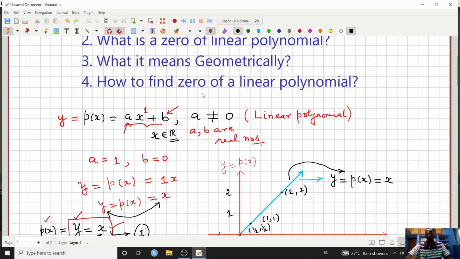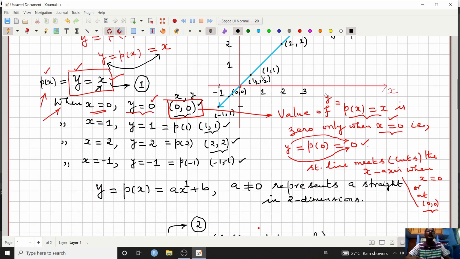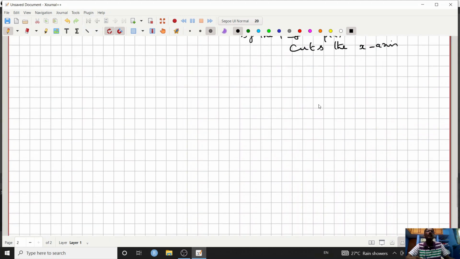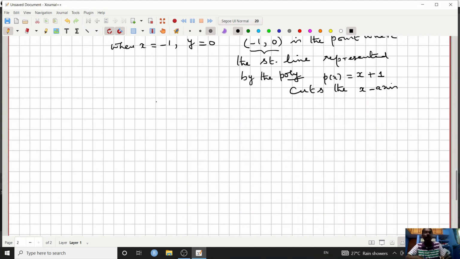Now we are going to develop a procedure to find the 0 of a linear polynomial. Let us take an example first. Consider a linear polynomial. It is linear because the degree of the polynomial is 1. Now how to find the 0 of this polynomial?